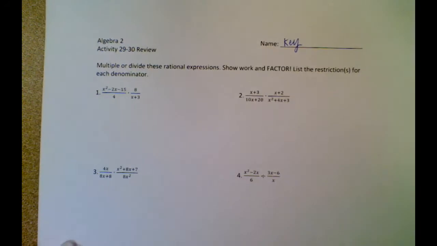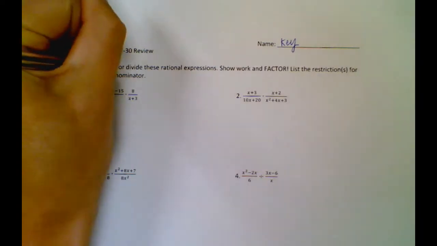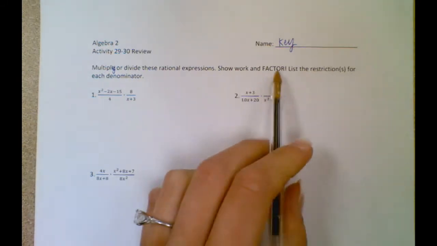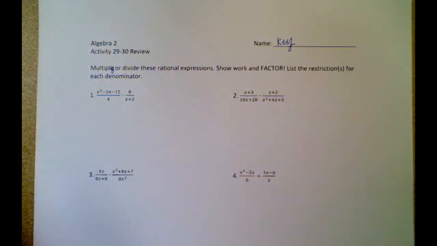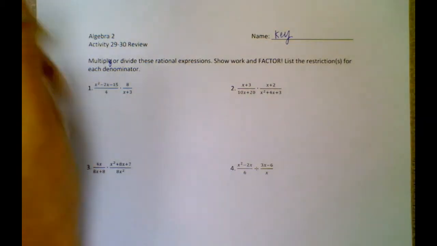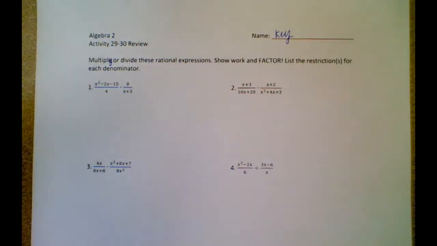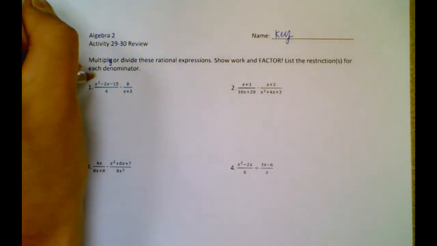All right, so first we're going to multiply or divide these rational expressions, show work and factor, and list any restrictions for each denominator. So let's look at this first question here. We are multiplying, but we need to factor this out first, right? So let's go ahead and do that.